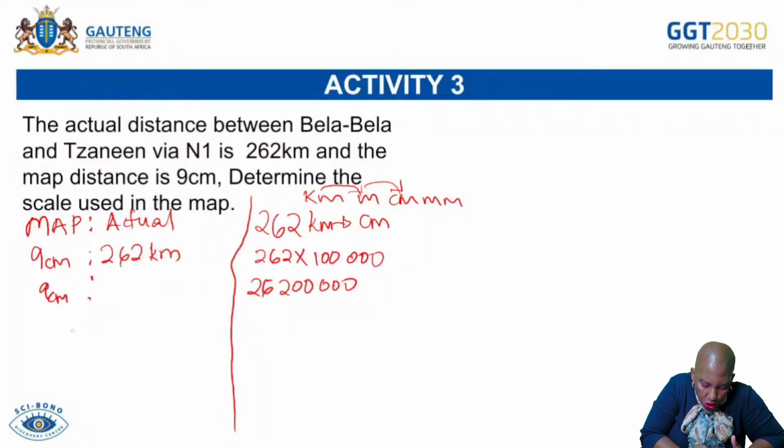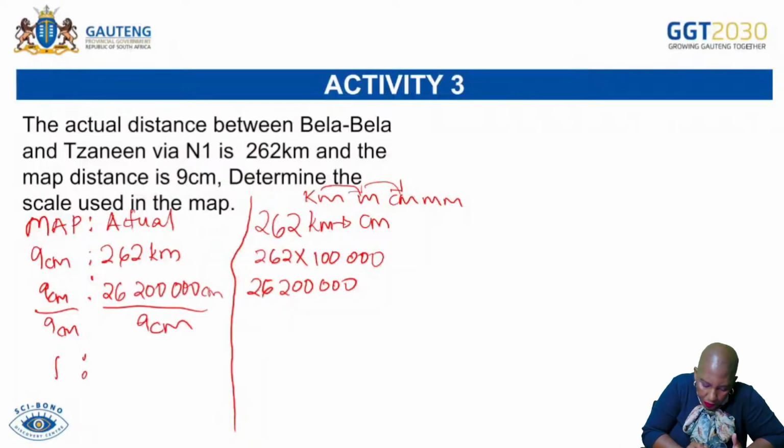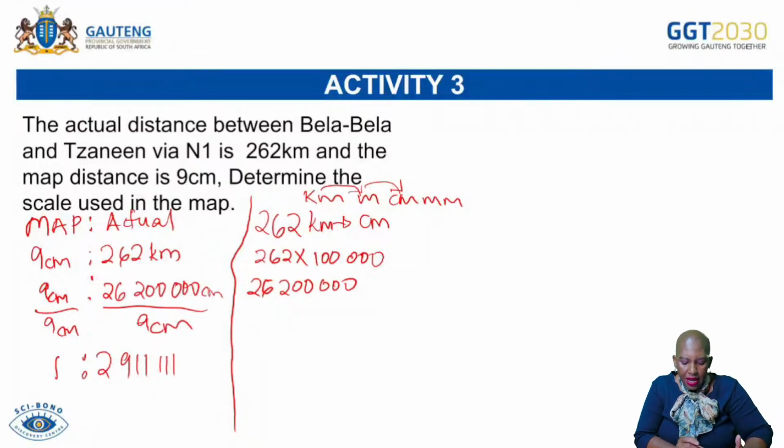Now I go back to my scale. 9 centimeters is to 26,200,000 centimeters. Because now I want the scale in a unit ratio, I divide by 9. I also divide by 9. Then I will get 1 here, and on this side I divide by 9. My answer will be 2,911,111. That will be the scale that they have used on the map.